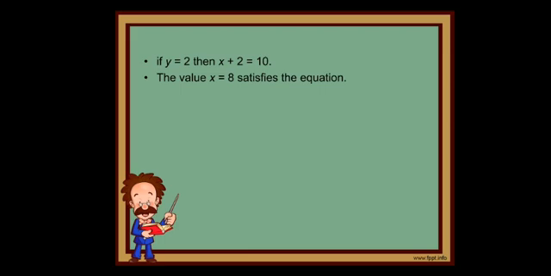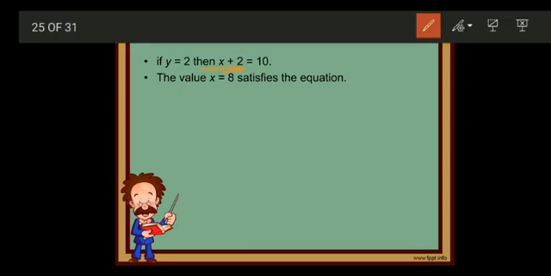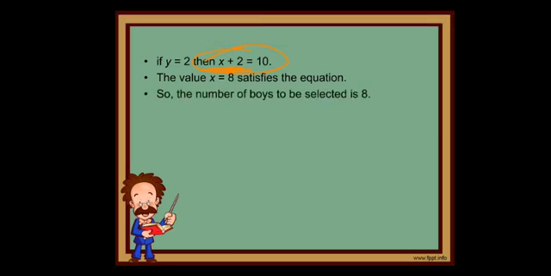We need x. So we'll take the 2 to the other side of the equal sign. So it will be 10 minus 2. Value of x is equal to 8. When you put 8 in this expression, this equation is satisfied. So the number of boys to be selected is 8.